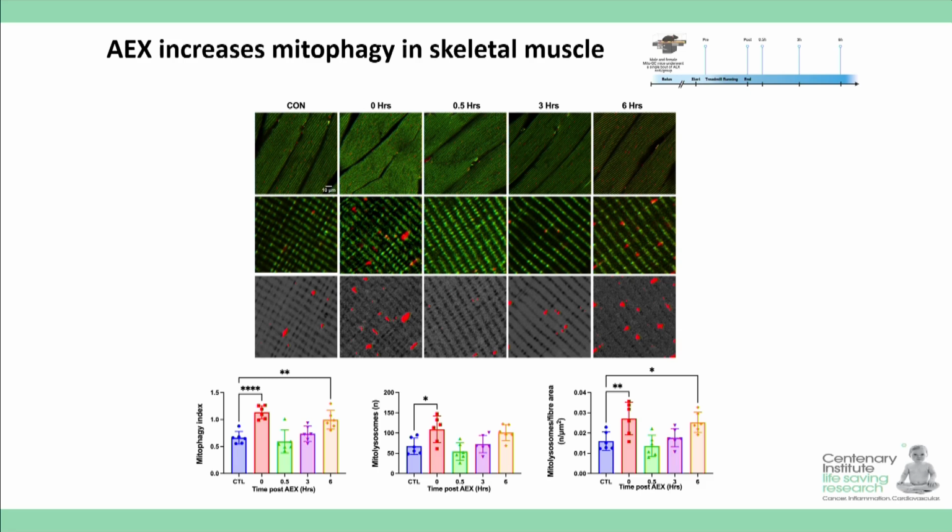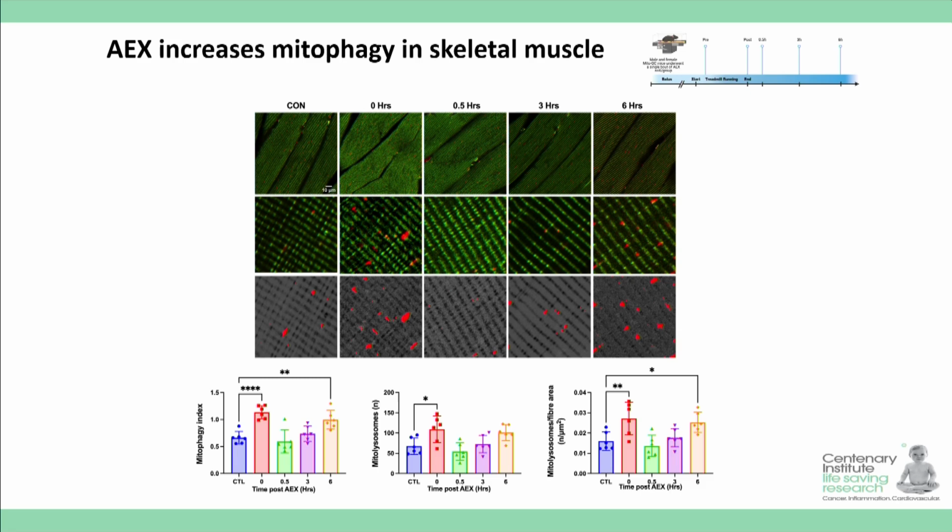And at the bottom here, we have our mitophagy index, so that's your red to green ratio, and we can see a significant increase straight after exercise in these mice. And we're quite interested to see that it then seems to go down and plateau, and then you have a later time point that comes up afterwards. So it's a biphasic change in mitophagy.